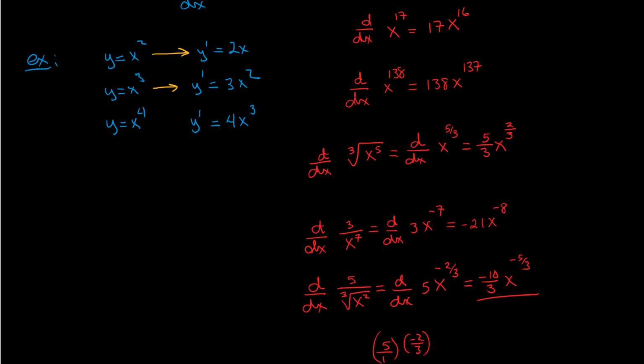17x, decrease the exponent by 1. Oh, that means subtract 1. 17 minus 1 is 16. So it's 17x to the 16th power. Well, that's a whole lot easier than doing that with the difference quotient.